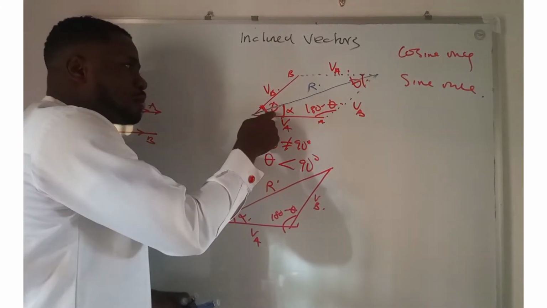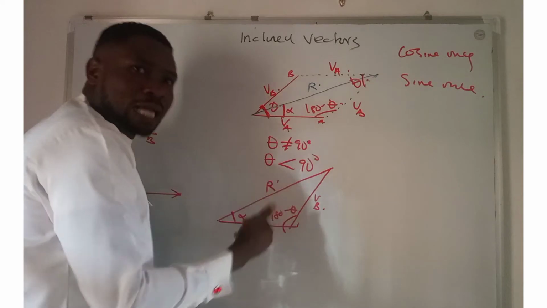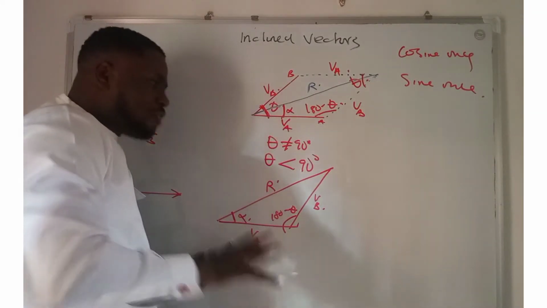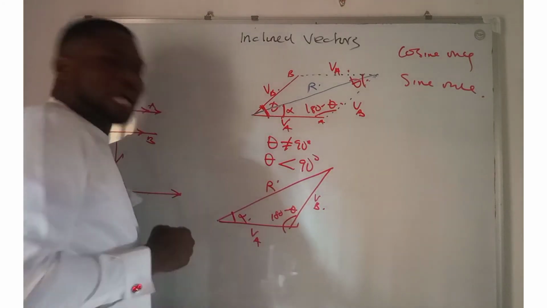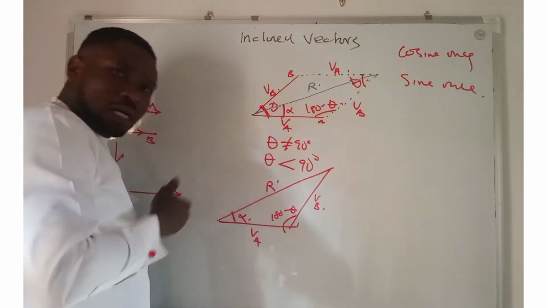So if this was 30, here would have been 180 minus 30. Of course, 180 minus this would have been 150. So please, emphasis is on the fact that this angle is known, this side is known, this side is known, and I want to go ahead to find this side, which is the resultant.